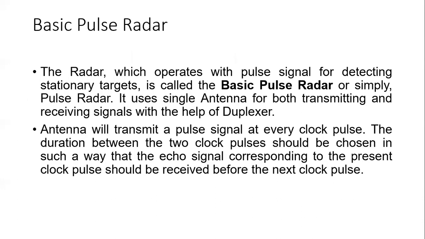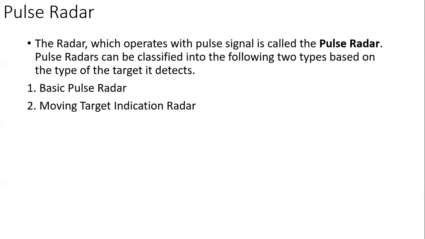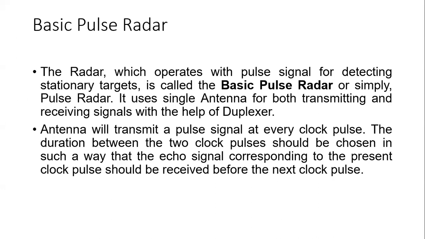Now if you talk about basic pulse radar, we said we are using it for fixed positions, especially for terrains, like mountains, for remote sensing. And when we are talking about clouds, ships, aircraft, we are talking about MTI, that is moving target indicator. So first we will talk about basic pulse radar.